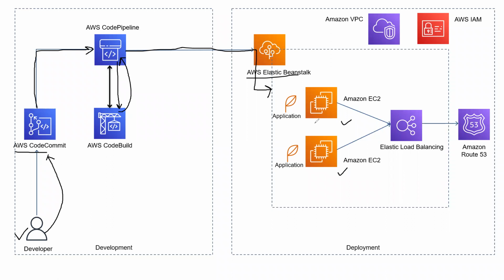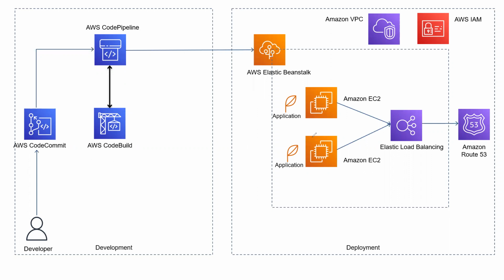So in a nutshell, CodeCommit replaces your GitHub, CodeBuild will replace your Maven, CodePipeline will replace your Jenkins, and Elastic Beanstalk will replace the Packer and Terraform that we have been using. So the tools that we have been using previously are getting replaced by AWS-specific services. So participants, if you are good enough, can we proceed further, everyone?